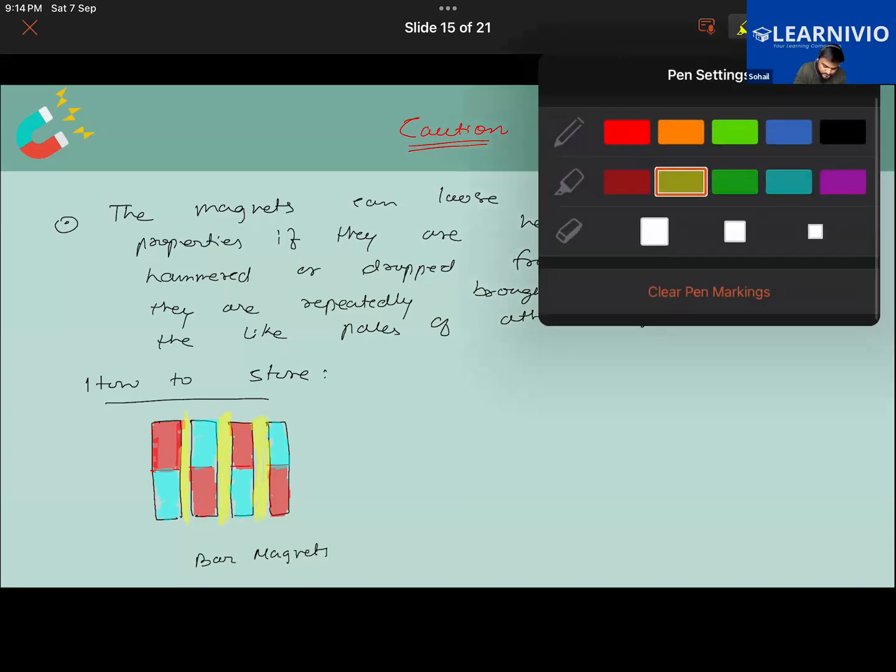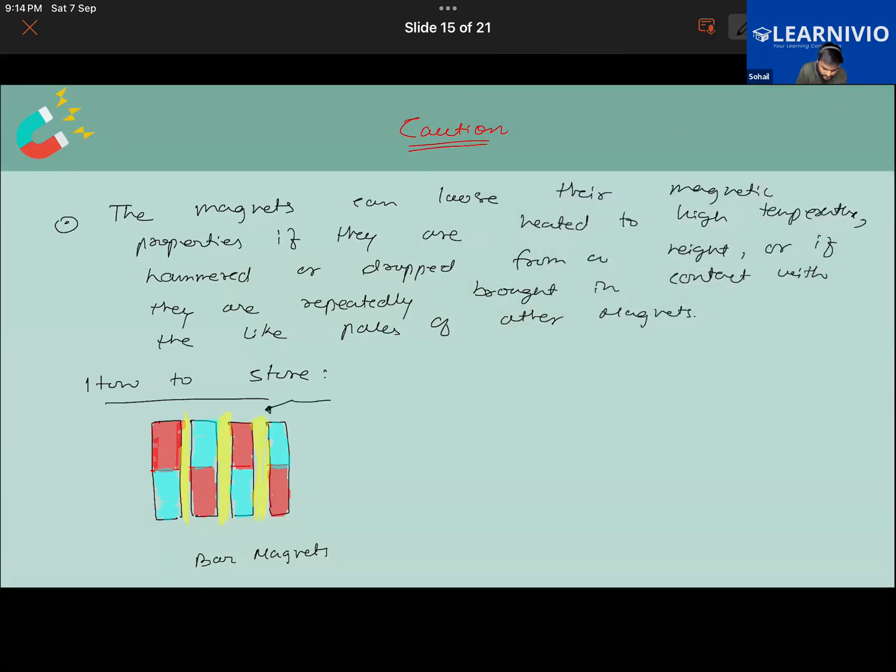So these things here are wood. A block of wood is placed between them so that they don't stick. And the unlike poles are facing the same side. Like this is the North Pole, this is North, this is North, and these are the South Pole. So unlike poles are facing the same side, but they are separated by a wooden block also. Hope you have understood this.